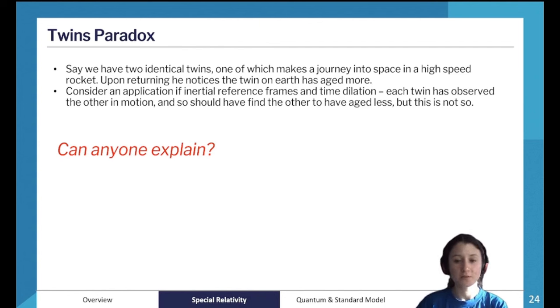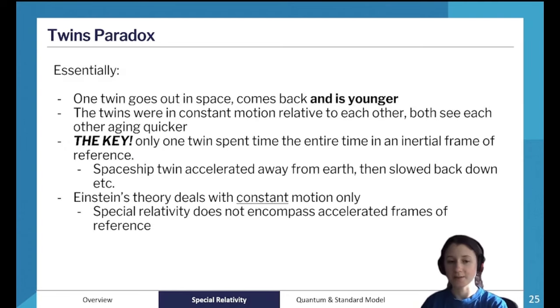Go back to the first few slides that we went through. What was a necessary requirement? We had our reference frames, but what was necessary about those reference frames? All right, I'll go to the answer now. So, the key is that only one twin spent the entire time in an inertial reference frame.